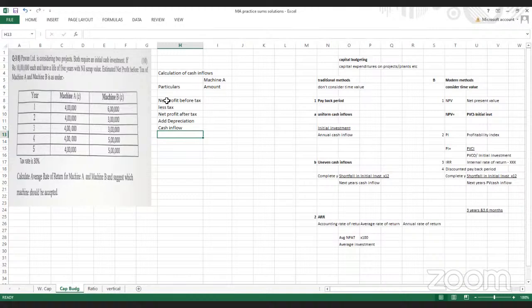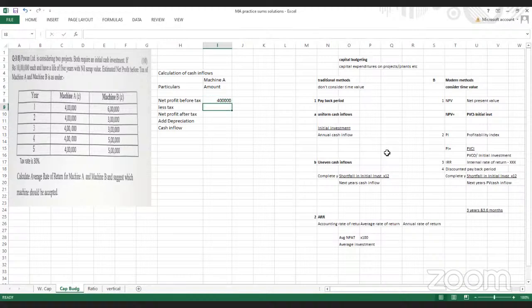How to do it? Begin with the profit which is given to you. In this question, you are told that the profits given to you are net profit before tax values, for A as well as B. So I'm calculating for machine A now. We'll begin with net profit before tax. Since profit is constant in all the 5 years, I need not do it 5 times. I'll just do it once. So I'll start with 4 lakh.